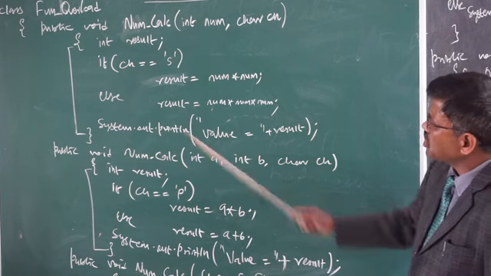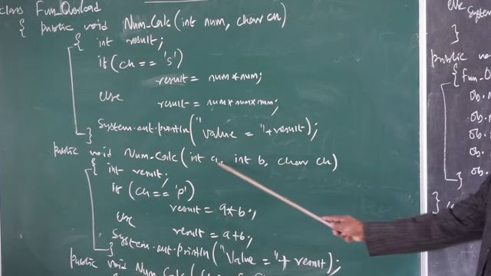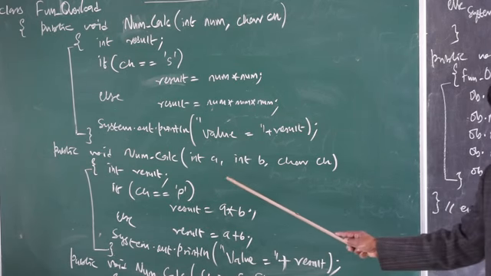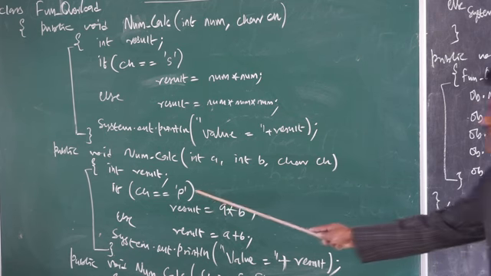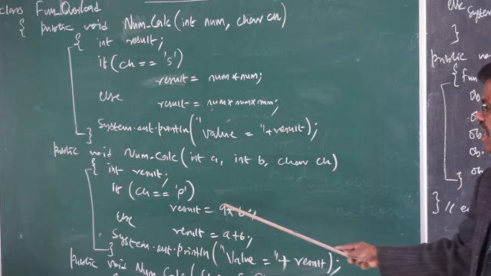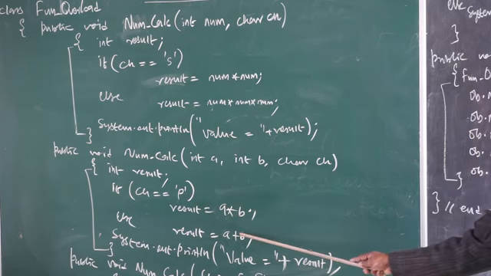What does the second function do? In the second function, there are two integer parameters, namely A and B, and the third parameter is a character, ch. Right? If this character happens to be P, it finds the product. If it is other than P, it finds the addition.